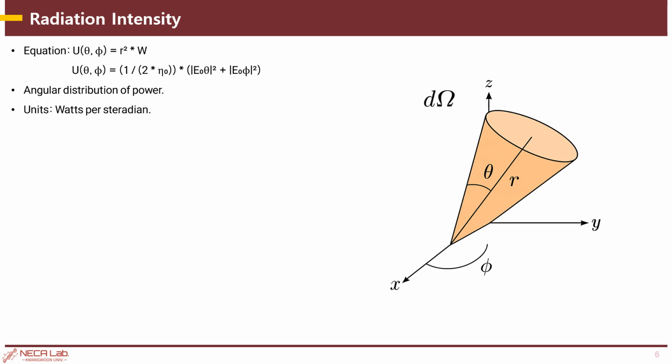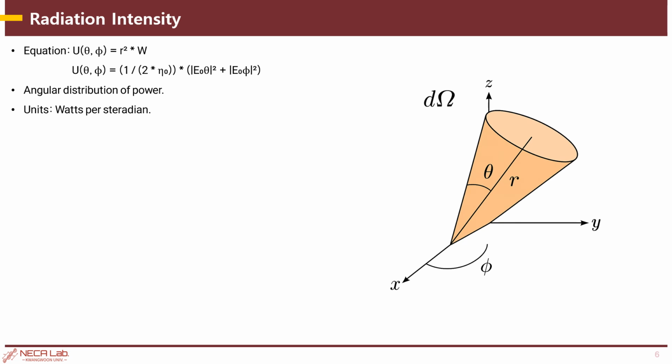Now let's explore radiation intensity, which is a measure of how power is distributed in different directions. Here the key equation is the first one, where W is the power density, and alternately, using electric field components, the second equation, and this relates the radiation intensity to the squared magnitude of the electric field. Radiation intensity gives us the angular distribution of power. So how power varies with angles theta and phi. The units are watts per steradian, representing the power radiated per unit solid angle.